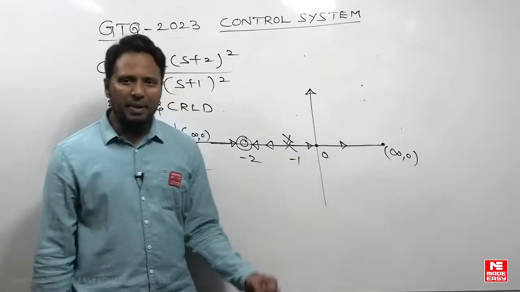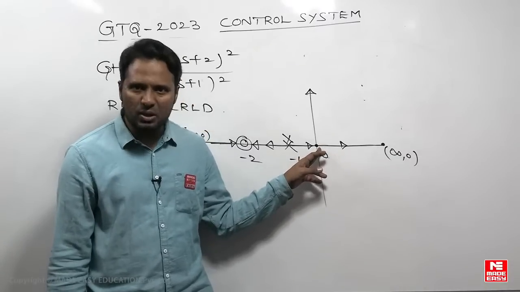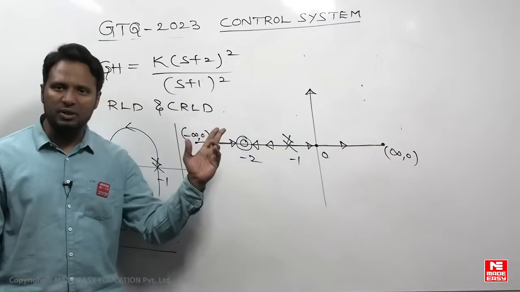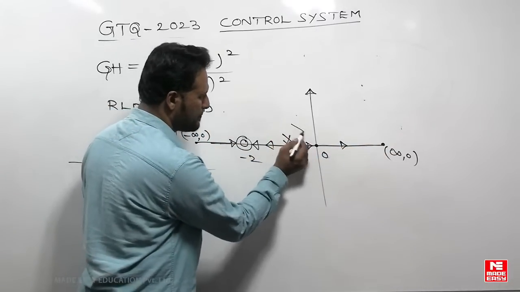Here, the branch is moving from left to right. So at this point, it is marginally stable. Here, the branch is moving from right to left. Here also it is marginally stable. This is something new.